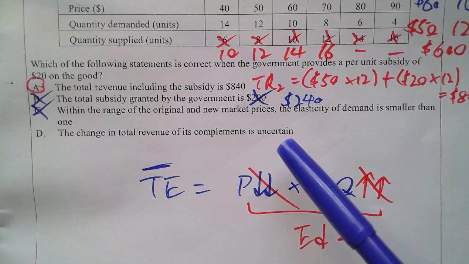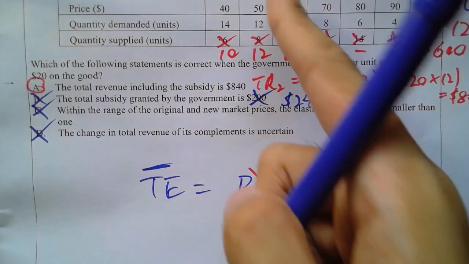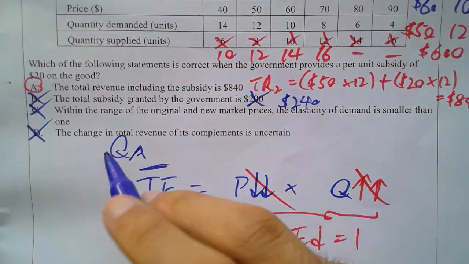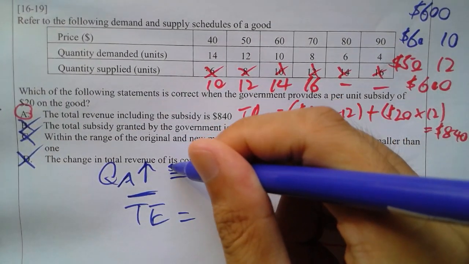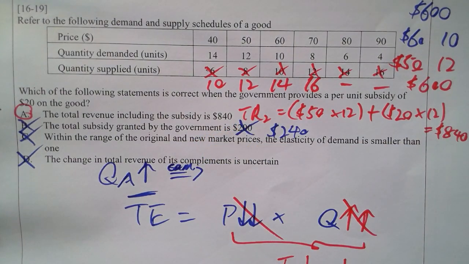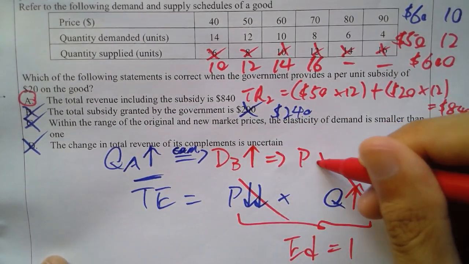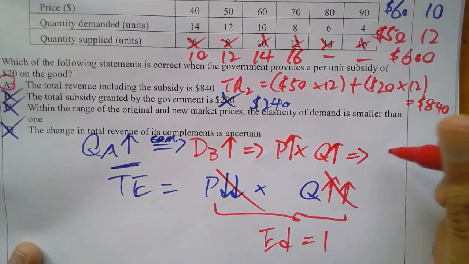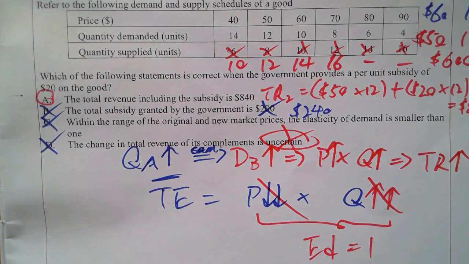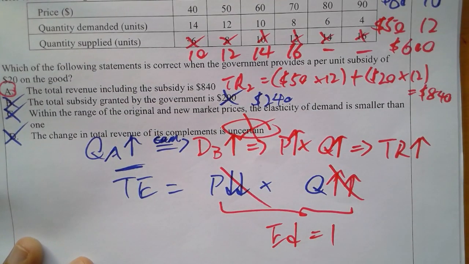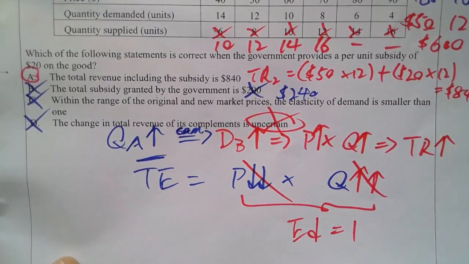The change in total revenue of its complement is uncertain. Now, actually, it is certain. Now, what is a complement? Let's say this is a good. Let's call this good A, okay? Now, good A increases because of subsidy. If it is a complement, then the demand for good B, which is a complement, should increase. Meaning, P and Q both increase. That would also mean the total revenue must increase. Okay? So, actually, not uncertain, it must increase. It must go up, okay? Alright, so, this is the case that we are talking about.